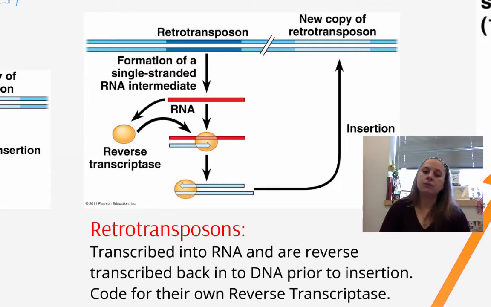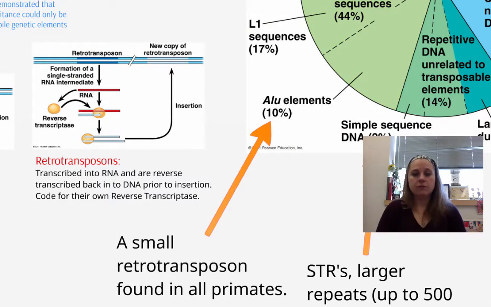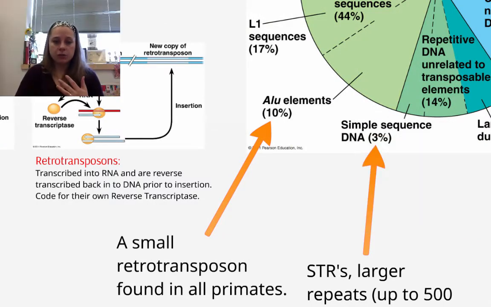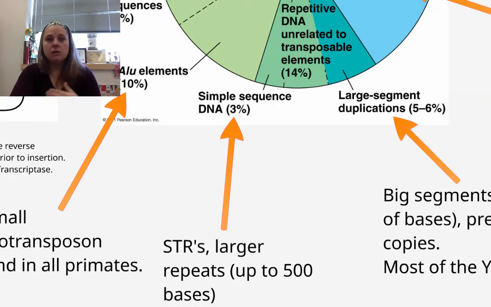And they code for their own reverse transcriptase in order to do this. It's crazy stuff. So we have a small portion of retrotransposons found in primates. Those are our ALU elements that we've looked at in the PCR. Short tandem repeats are a little bit bigger. They can be upwards of 500 base pairs long. This is one of the things they'll look for that is unique from person to person. So they'll use STRs when they're doing DNA fingerprinting.